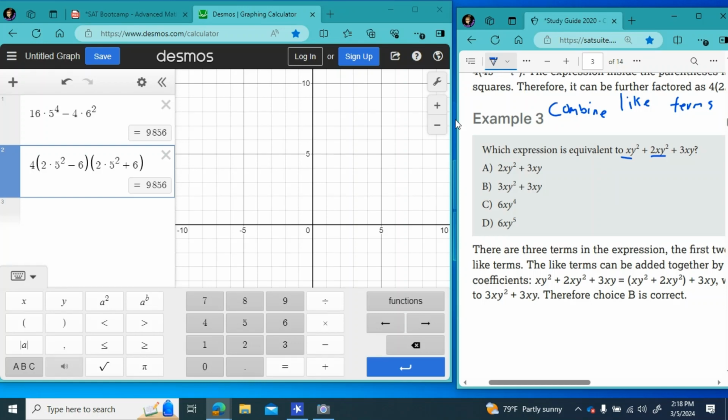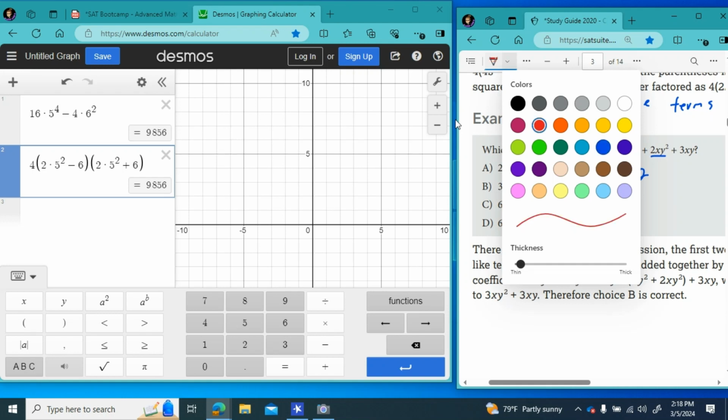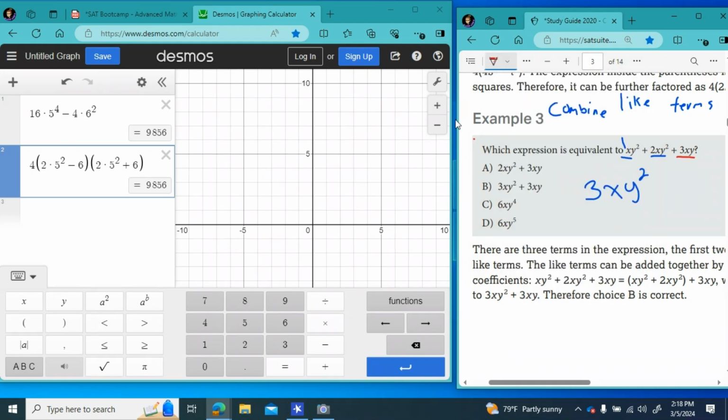And my question to you is, what is the invisible number that's in front of this x right here? It's our sneaky 1. And 1 plus 2 is 3xy squared. The variable stays the same since we're just adding. And this cannot be combined with my other two pieces of my polynomial, because what is the y missing? It's missing that exponent, so that stays at the back. And now we have our answer to example number 3.